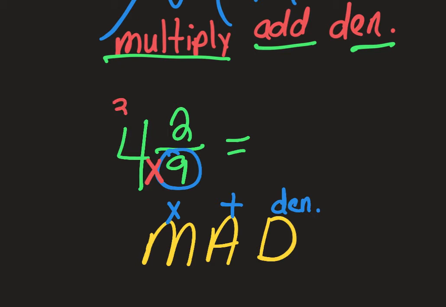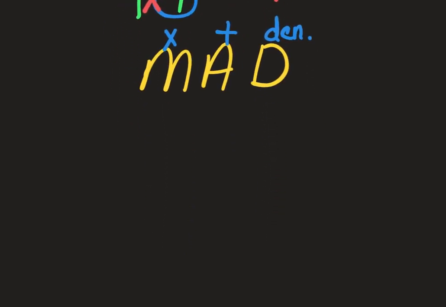9 times 4 is 36. Step 2, you've got to add. You're going to add that answer plus your numerator. 36 plus 2 is 38. And then you write it all back over your denominator, which was a 9. 38 over 9. Let's try another one.